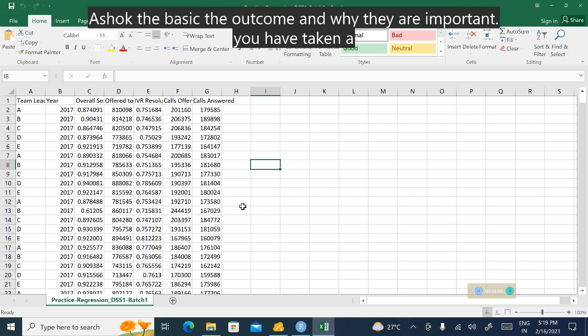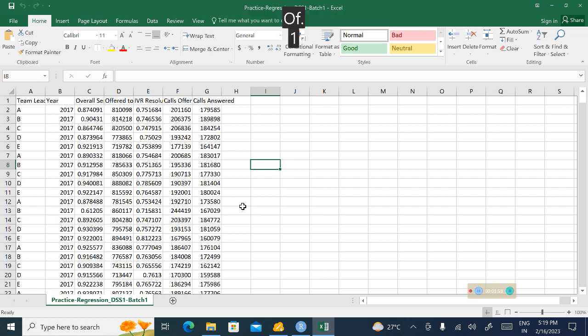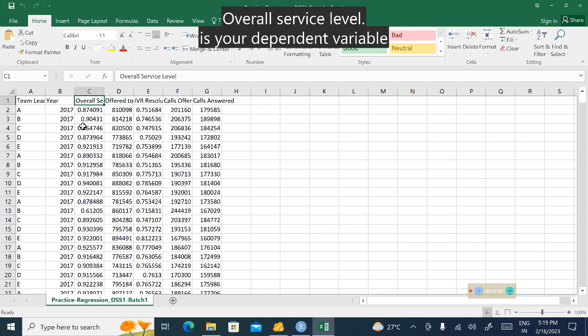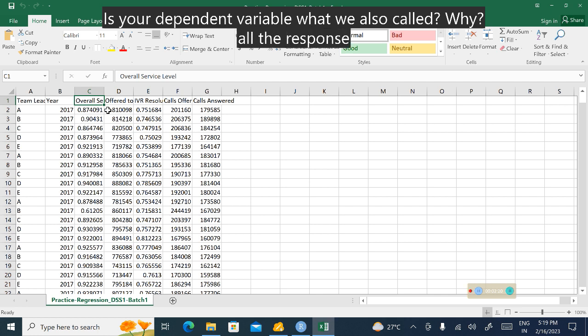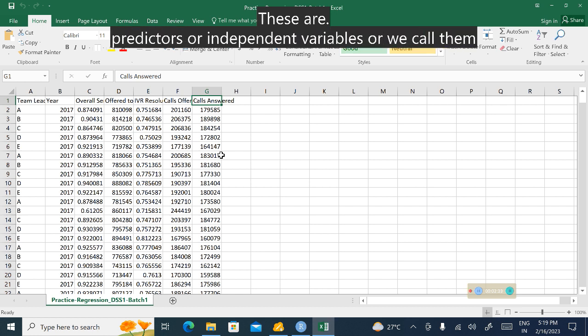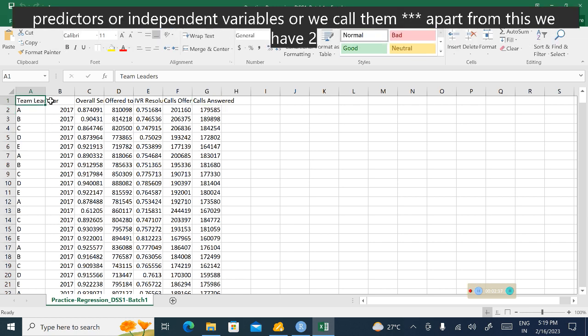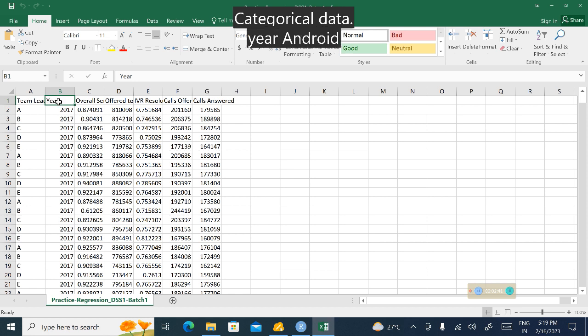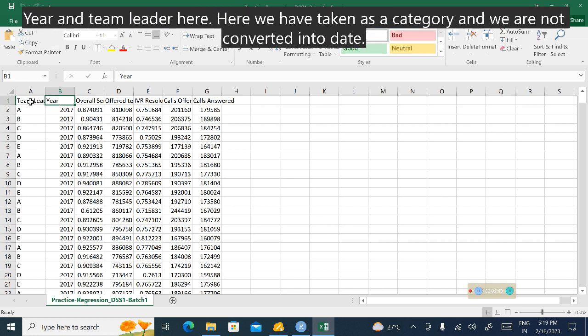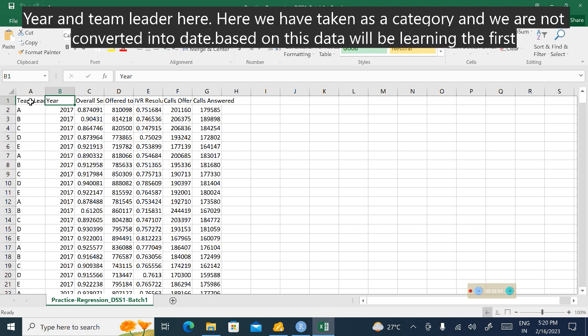We have taken a small sample set of 1124 rows with 7 variables, out of which overall service level is a dependent variable, what we also call Y, or the response. On the other hand, we have 1, 2, 3, 4. These are predictors or independent variables, or we call them X's. Apart from this, we have two factors: categorical data, year, and team leader. Here, year we have taken as a category and we have not converted it into date. Based on this data, we'll be learning the first part of linear regression.